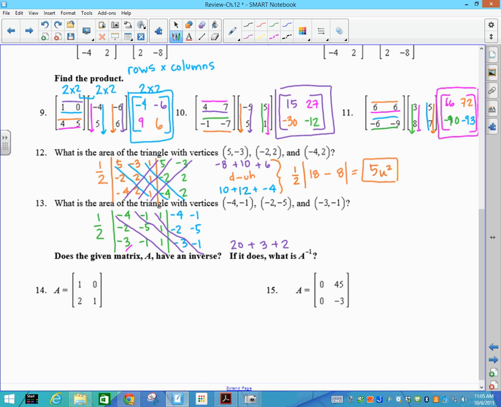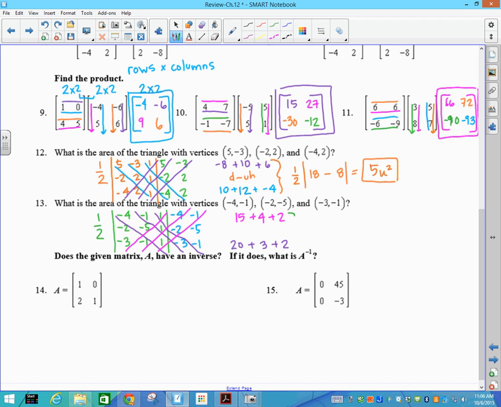We have negative 3, negative 5, and 1. I have negative 1, 1, and negative 4. And then I have 1, negative 2, and negative 1. So the first one, negative 3, negative 5, and 1 is 15. Negative 1, 1, and negative 4 is positive 4. And 1, negative 2, and negative 1 is positive 2.